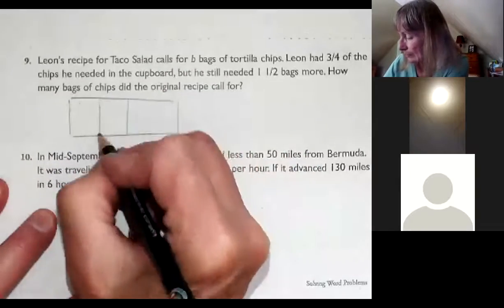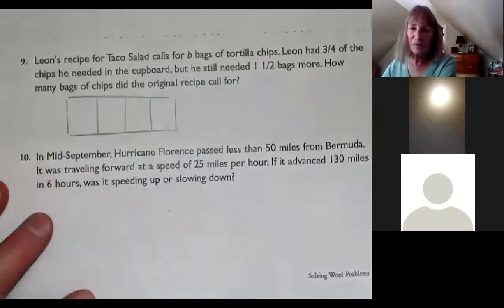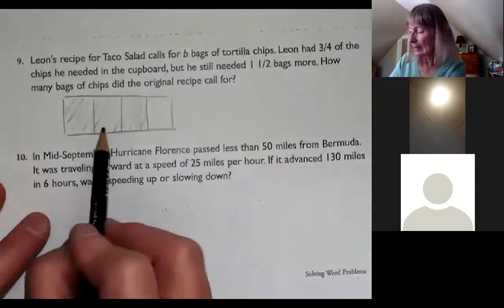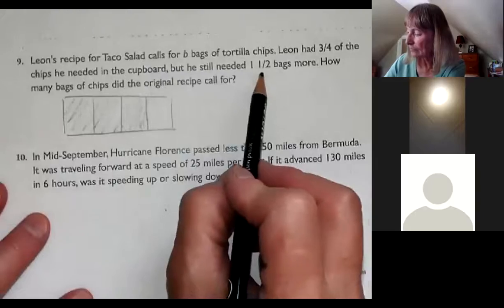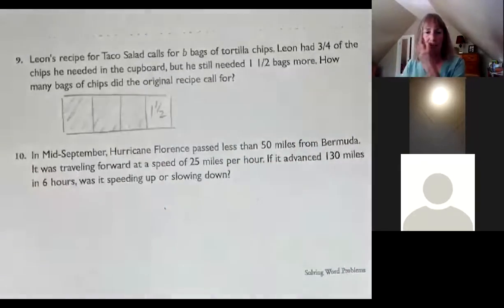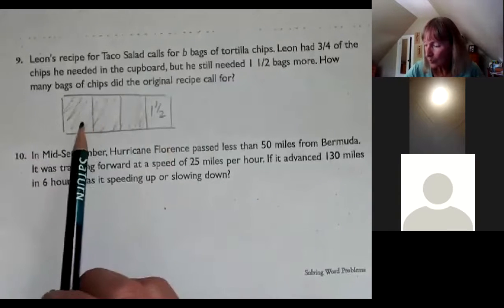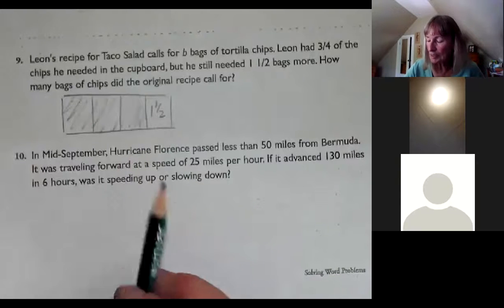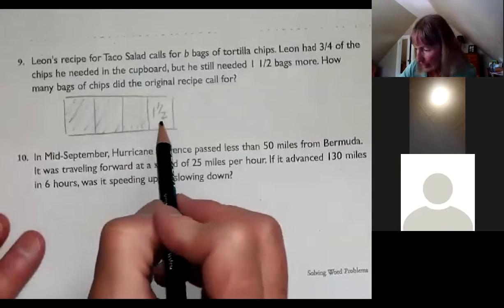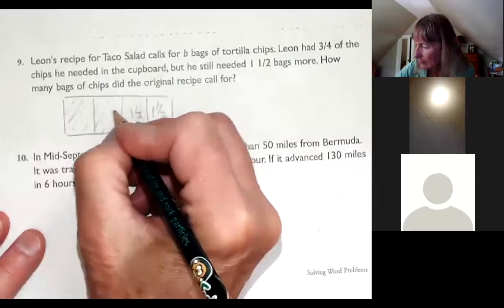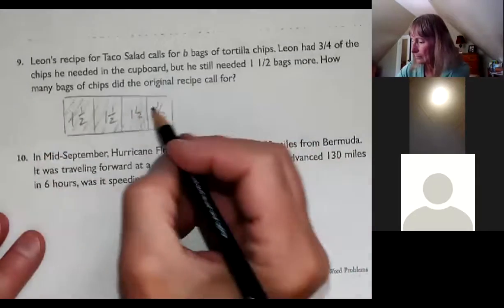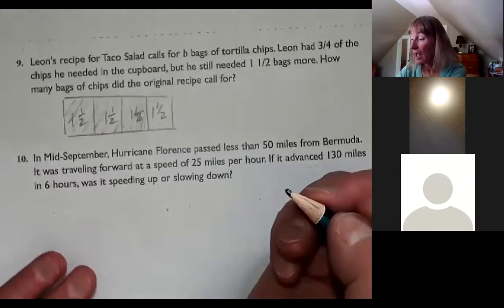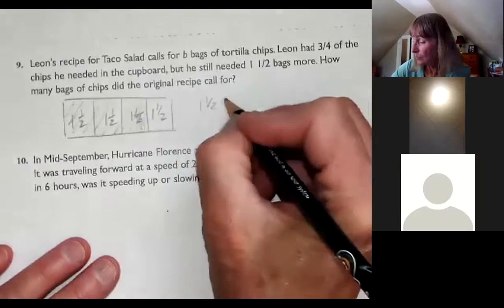I have to have a picture. Okay, so this is a picture of all the chips that he needs, and he has 3/4 of them. So he has this many already, and this is what he still needs. And it says he needs 1.5. Now when you split something up into fourths, you're splitting it into 4 equal pieces. So this fourth has 1.5. Every one of these has 1.5. So to solve this, what do I have to do? Now you add each one. Or I have 1.5 times 4.